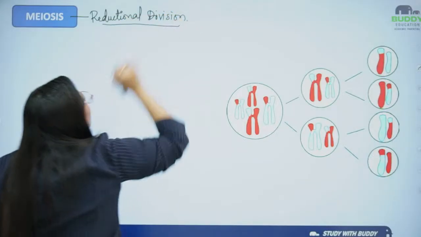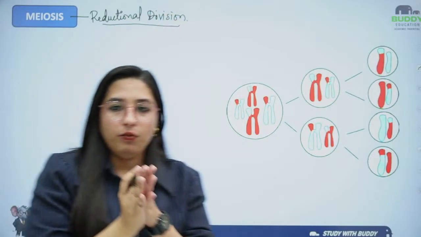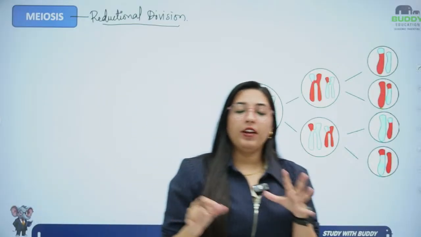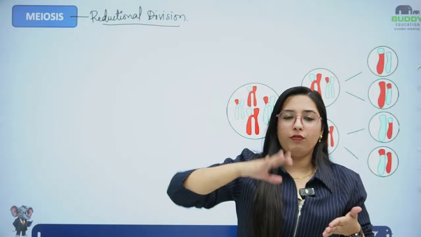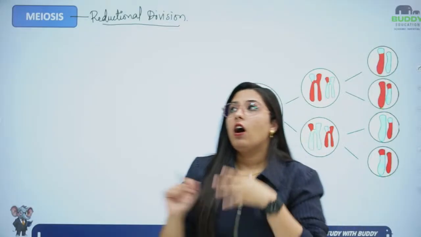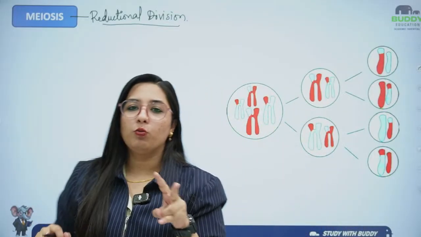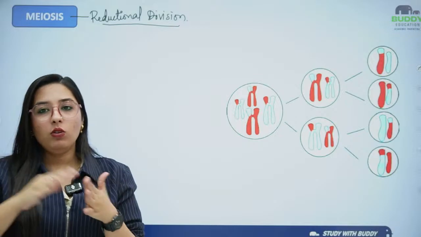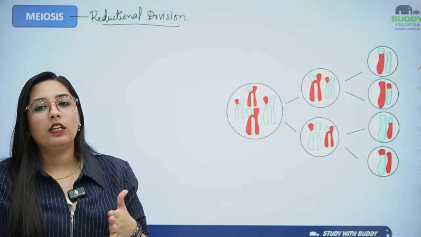Meiosis is also known as reductional division. Now with the word reductional, what do you understand? When the number of chromosomes is decreasing, like I had 4, now I have 2 chromosomes, that means reductional. The chromosome number is getting reduced.